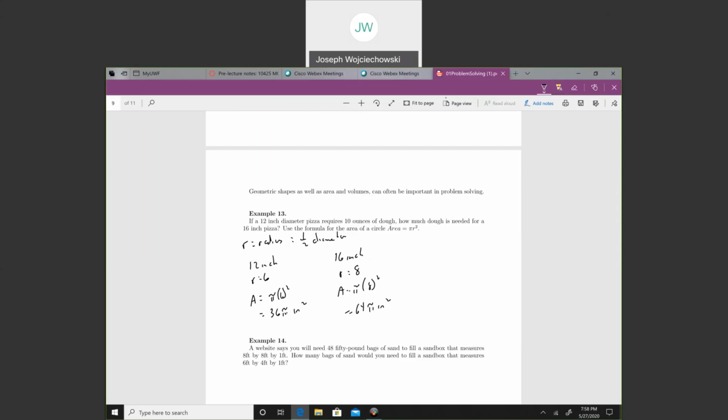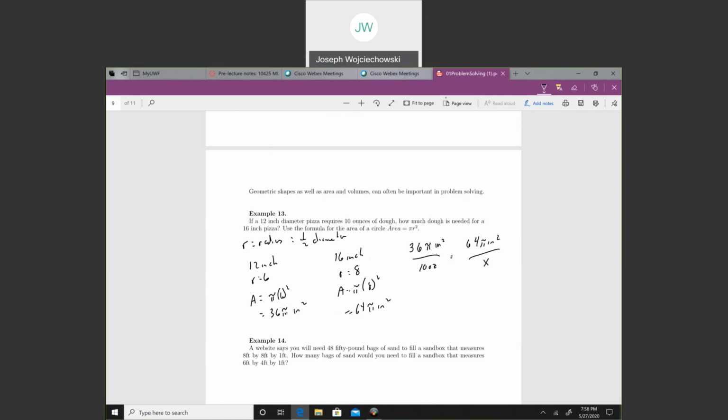We know that our 12-inch pizza takes 10 ounces of dough. So our 36 pi square inches takes 10 ounces of dough. Our 64 pi square inches takes some unknown amount.